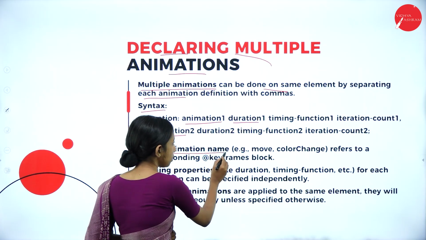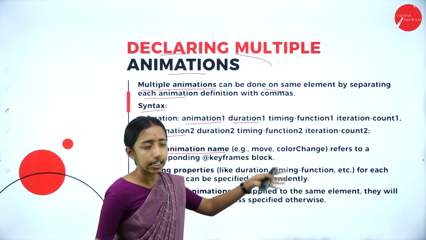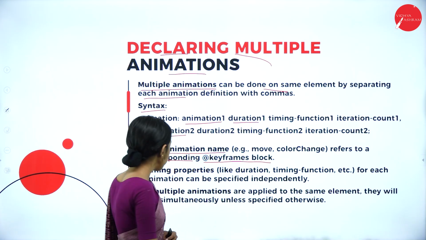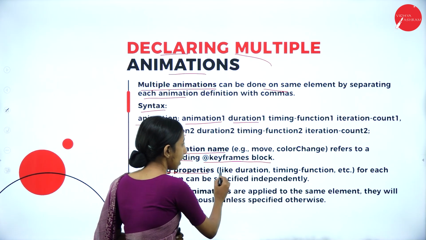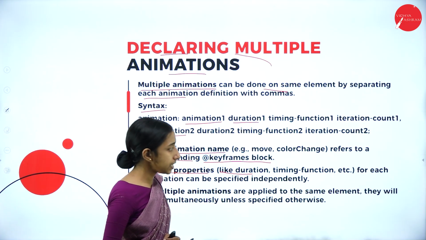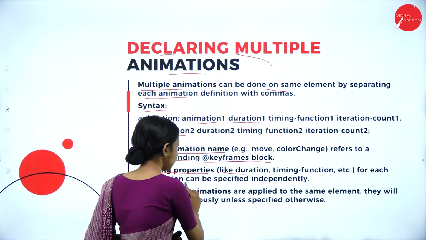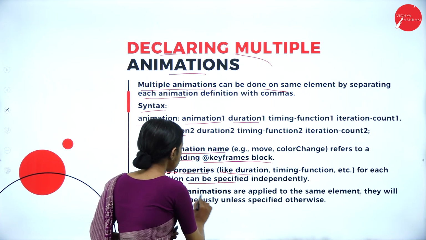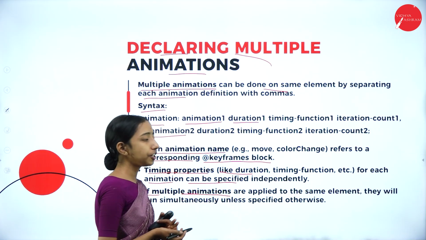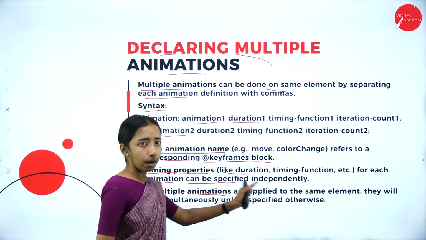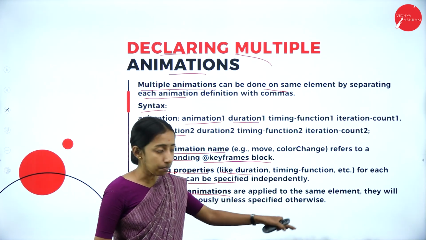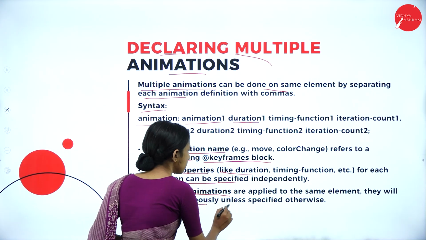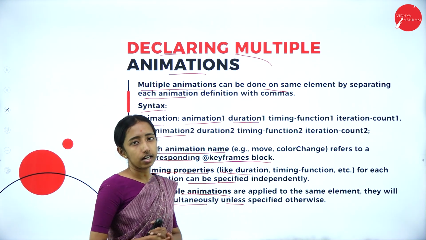Each animation name, for example move or color change, refers to the corresponding keyframe block, and timing properties like the duration, timing function, etc. for each animation can be specified independently. If multiple animations are applied to the same element of the HTML, then they will run simultaneously unless specified otherwise.